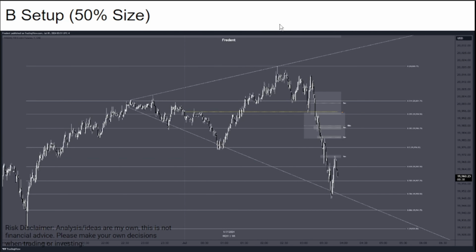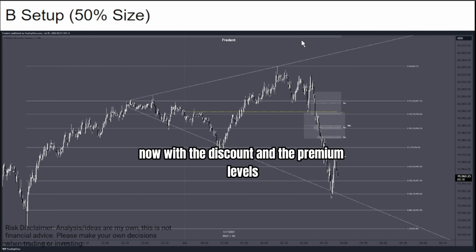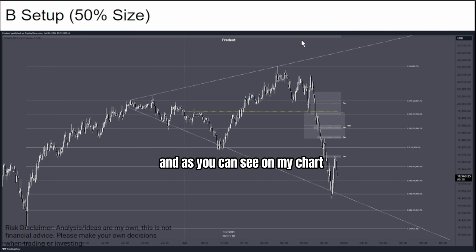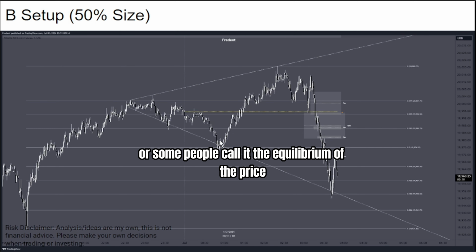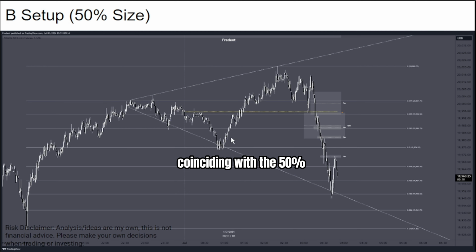Moving on. This is the B setup. This is half size setup. And as you can see here on the chart, I have put on a Fibonacci now with the discount and the premium levels. And as you can see on my chart, if you want to look for buys in this case, at the 50%, or some people call it the equilibrium of the price, we have the broadening formation coinciding with the 50%. So that always gives a reaction. So that's a nice easy long.